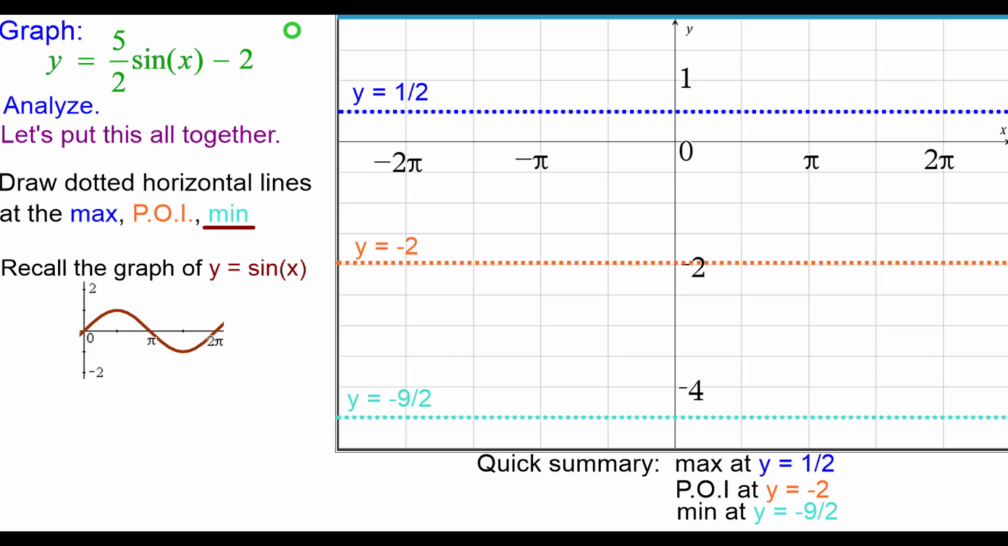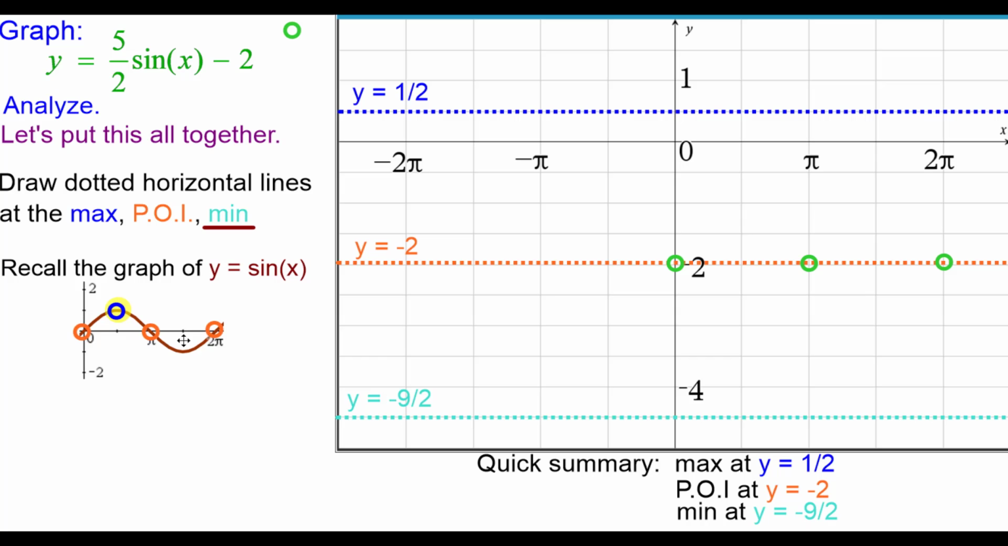So recall the graph of y equals sine of x. It starts off at a point of inflection at 0, 0. But in our case, it's going to be at 0, -2 because that's where the points of inflection are. The end of the period will normally be at 2 pi, 0. Ours is going to be at 2 pi, -2 because that's where our points of inflection are as well. And halfway in between is another point of inflection, normally at pi, 0, but in our case it'll be pi, -2.